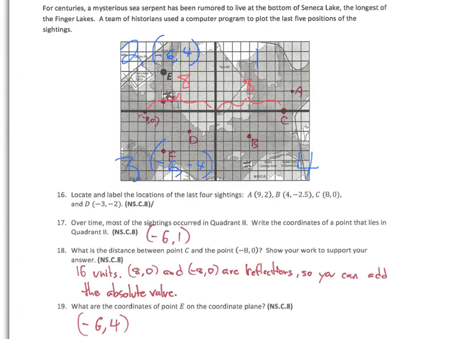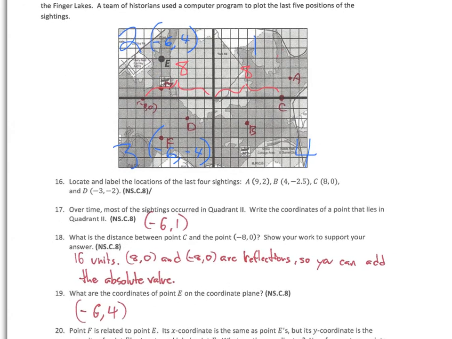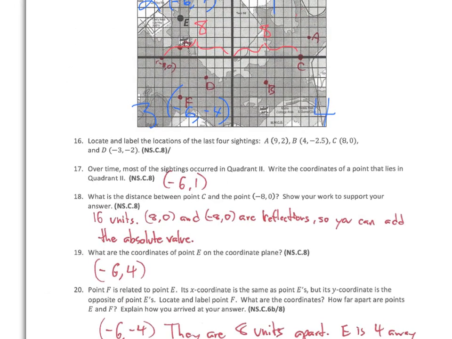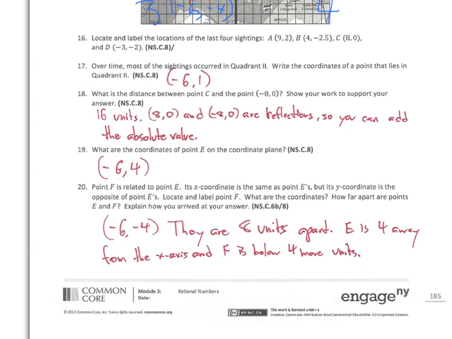So you could use the description just to figure out what the coordinate points are, or you could just think, oh, that's a reflection. So you could also just cross it over as a reflection. But you could also use the coordinates to describe it. And then we know that point F is -6, -4. And how far away are the points E and F? So I can look back up here, and I know that E is 4 away from here, 1, 2, 3, 4, and this is 1, 2, 3, 4, so it's a total of 8 units.